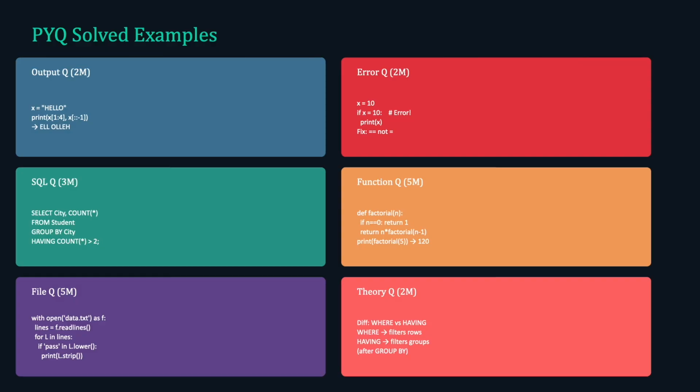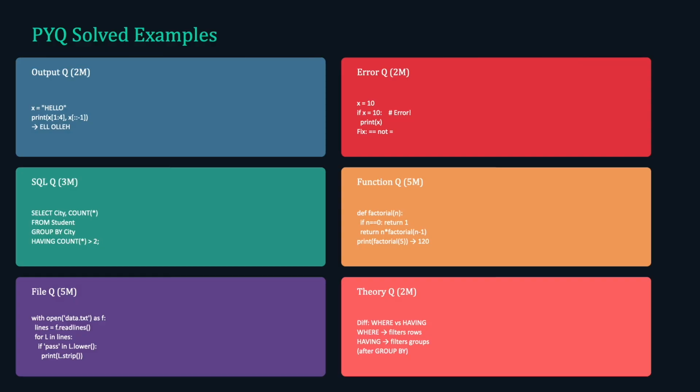SQL: select city, count star from student group by city having count star greater than 2. Function factorial using recursion. Base case: n equals 0 returns 1, otherwise n times factorial of n minus 1.